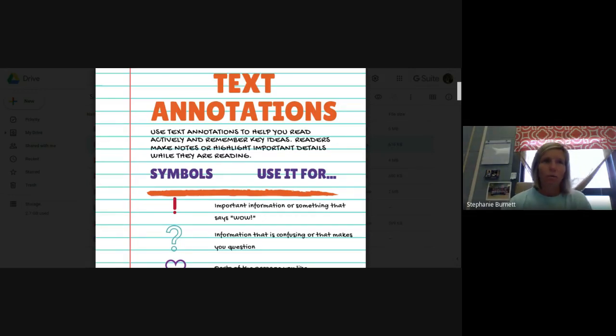Text annotations just means to write on it, whether it's on the Chromebook or your iPad or something like that at home, or with pencil and a piece of paper, which I like best, to annotate the text with some things, okay? So however you're reading it, use the tools you have and annotate as you read, okay? It doesn't have to be anything great. It doesn't have to be nice and neat, but they give you some ideas here of what you could use, okay?